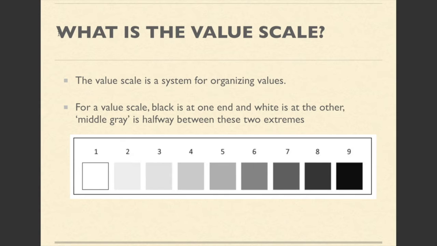What is the value scale? The value scale is a system for organizing values, and ours is going to range from 1 to 9. Some value scales will range from 1 to 11, some will range from 1 to 5, but ours is going to range from 1 to 9. 1 is white, your lightest value. 9 is black, your darkest value. 5 is halfway between 1 and 9, a middle gray. And all the rest of these values are those in between these two extremes of 1 and 9.